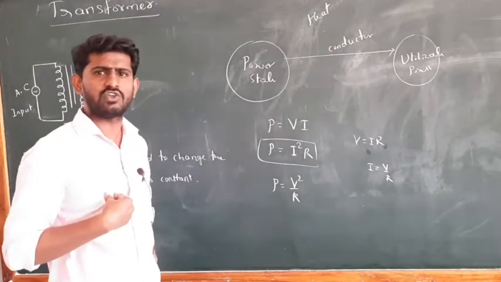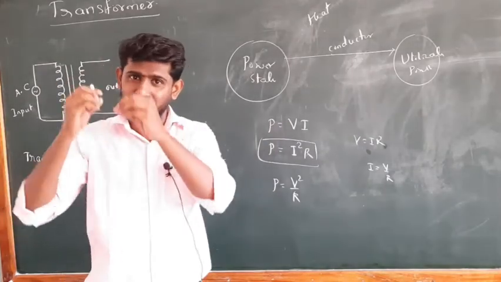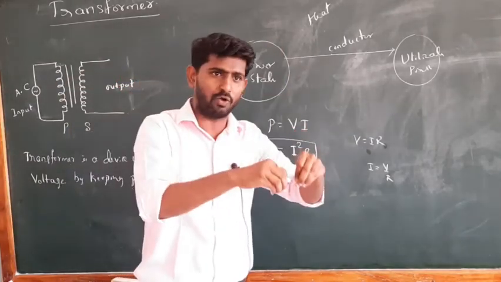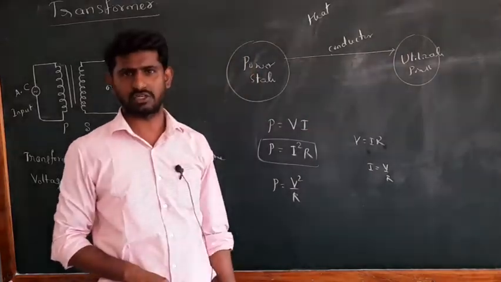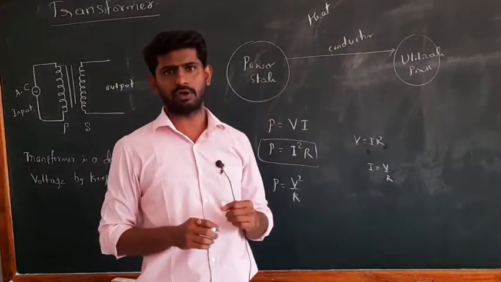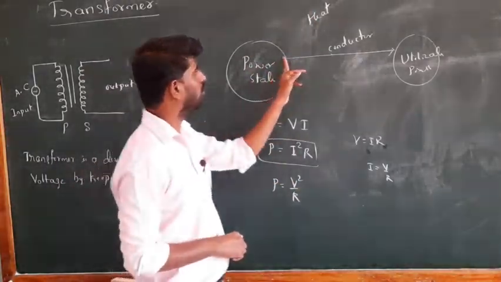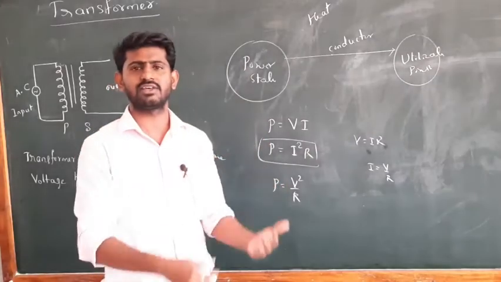Our intention is not to generate heat in a conductor. Our intention is to conduct the electric power in the form of electric power only to the utilization point, not to convert it into heat energy. So if you allow more current in the conductor, there will be more loss of energy.